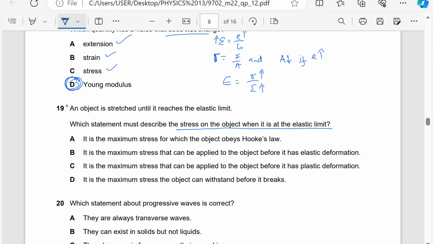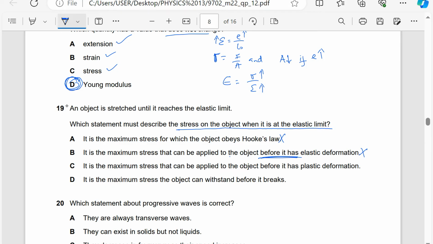So it is the maximum stress for which the object obeys Hooke's law. By the time we reach the elastic limit, Hooke's law is no longer obeyed, because Hooke's law is obeyed up to the proportionality limit where the straight line stops. It is the maximum stress that can be applied to the object before it has elastic deformation. Of course, for elastic deformation, the material returns to its original length. Even when you have not reached the elastic limit, you can still have elastic deformation. So this is not correct.